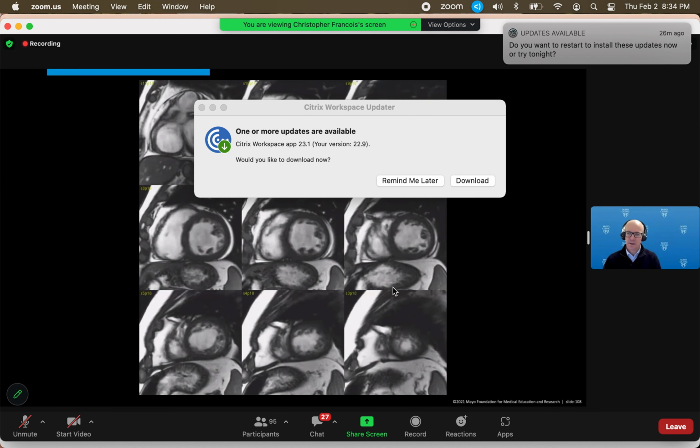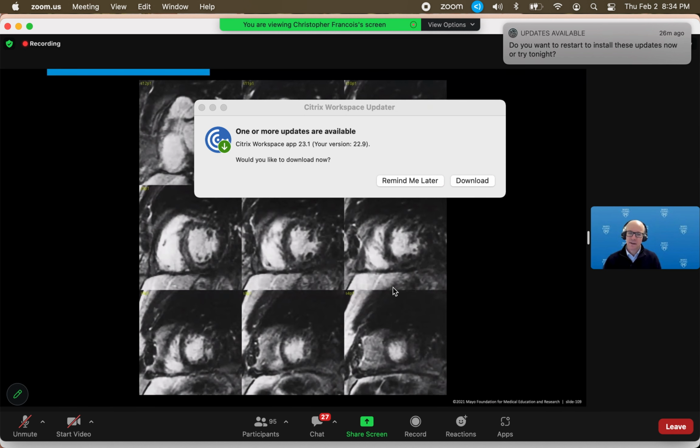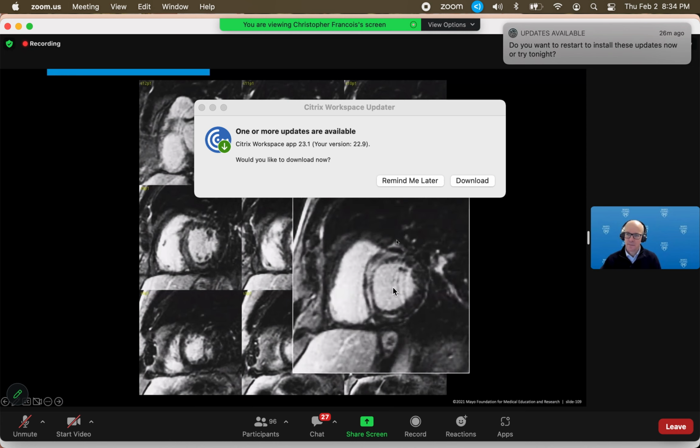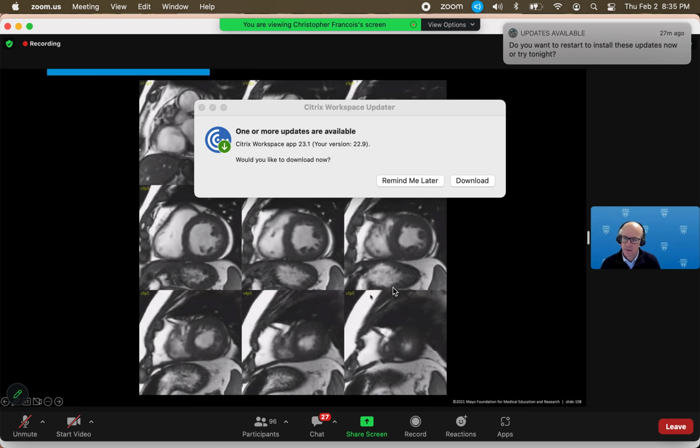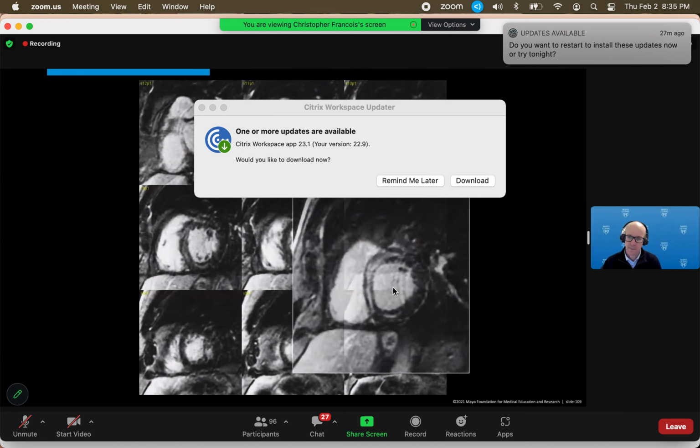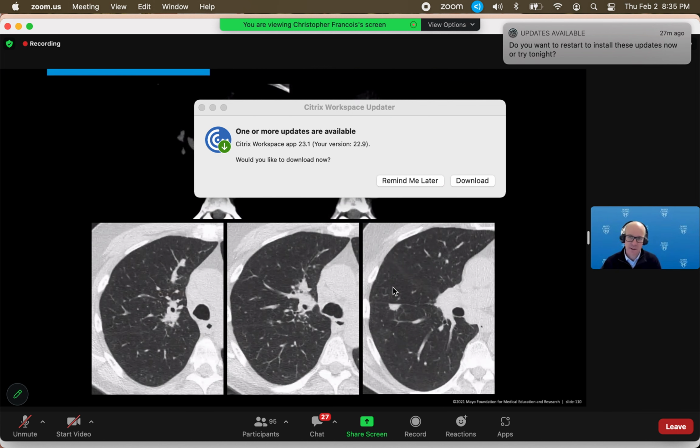And then right bundle branch block, showing mesocardial, mid-myocardial enhancement here in the septum. Here's a zoomed in look at that mid-myocardial enhancement. And this is the patient's cardiac CT. This is cardiac sarcoidosis.